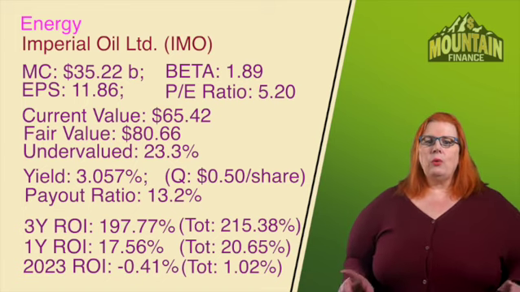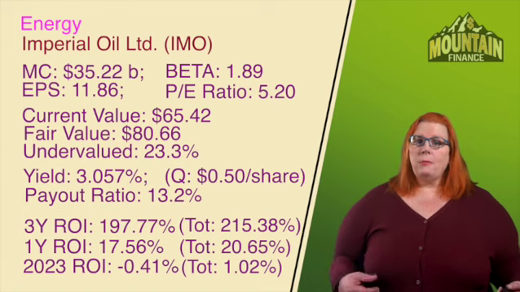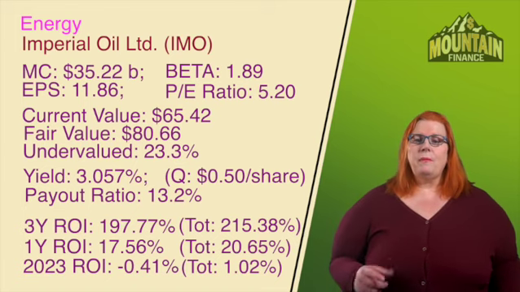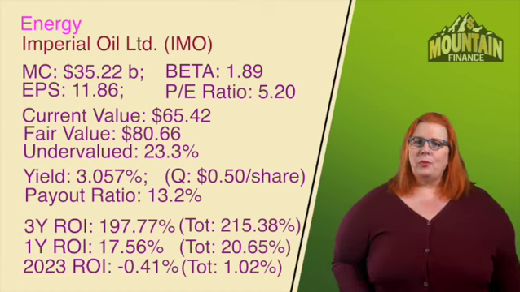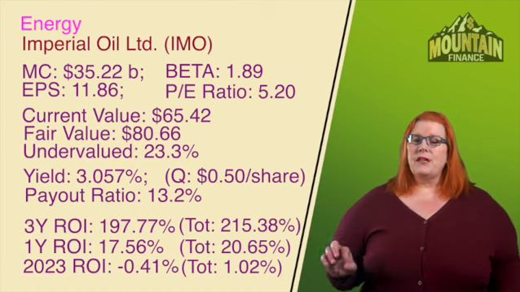Imperial Oil is not the only oil player in this game. Tourmaline was a close second with an undervalued amount of 22.9%. Good old PPL came in third with 20.6% undervalued. Okay. Our next sector at number 4 is the banking sector.